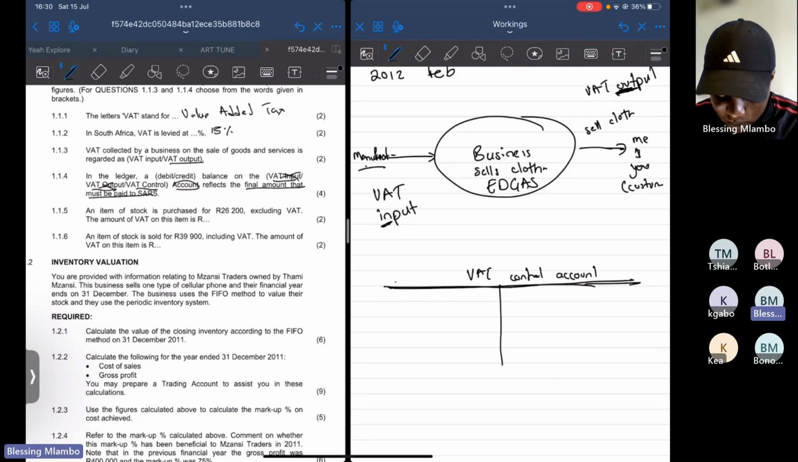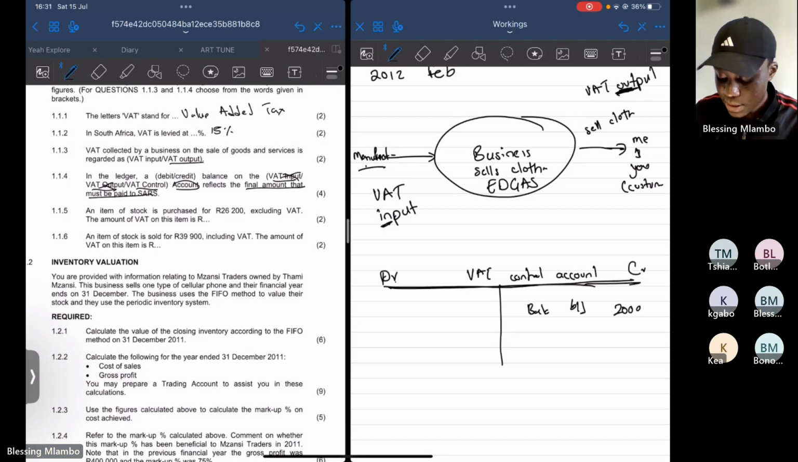And here the question says, is it a debit or credit balance that reflects the final amount that must be paid to SARS, meaning that we owe SARS money, right? So the answer here is credit. Why is it credit? Let's say, for example, the balance at the end on this account is 2,000 on the credit side. This 2,000 is the money we owe to SARS. We must pay SARS. Why?